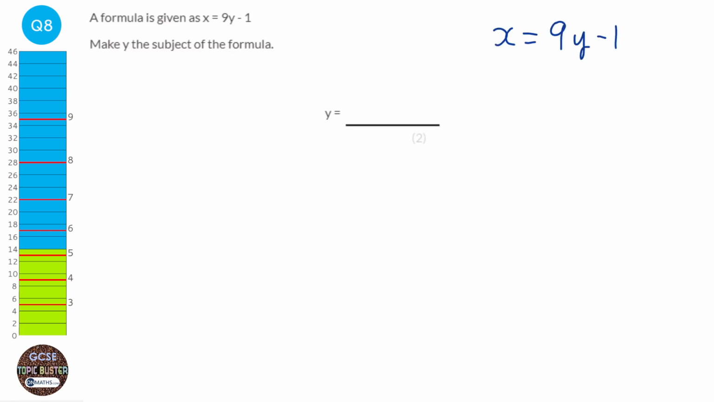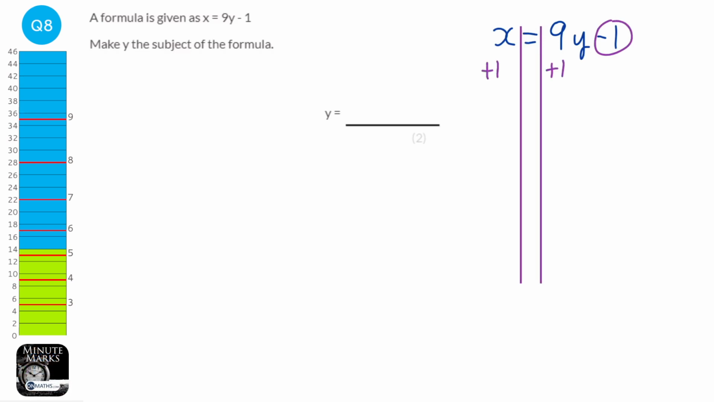And we're asked to make y the subject, so I'm just going to get my lines in. And so what's stopping us from having y on its own? Well, this minus 1. How am I going to get rid of it? Add 1 both sides. So we've got x plus 1 equals 9y.